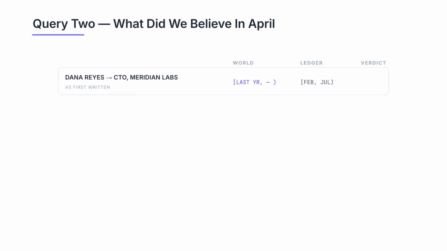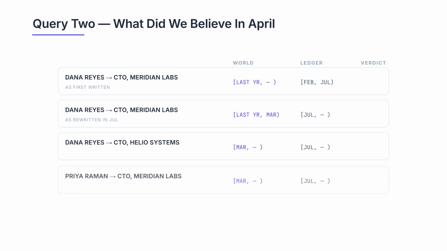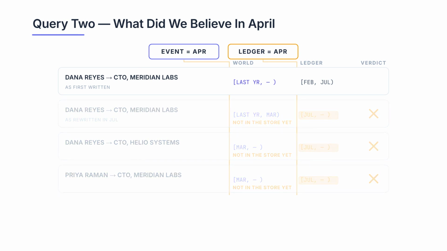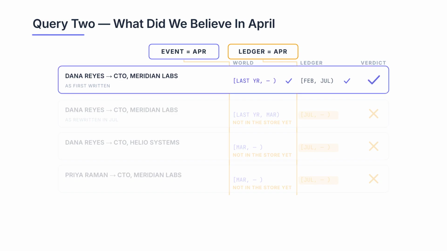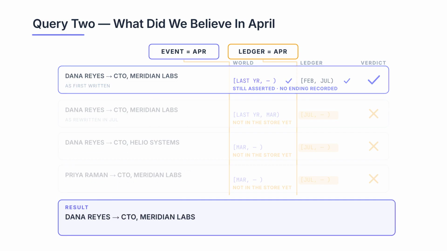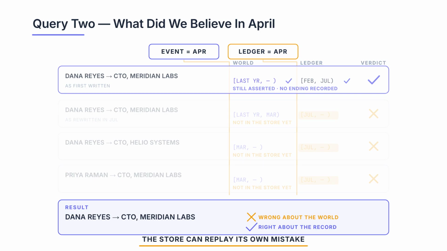Query 2, same date, completely different question. What did the store actually believe in April? Now both clocks are pinned to April, so anything learned in July simply does not exist yet. Rows 2, 3, and 4 were all ingested in July, so all 3 fail the ledger test immediately and vanish. Row 1, though, passes both tests. It was asserted from February and not retired until July, and its world range had no ending recorded yet. So the answer comes back as Dana Reyes, Chief Technology Officer of Meridian Labs. That is wrong about the world, and it is a perfect, faithful reproduction of the answer your assistant gave in April.